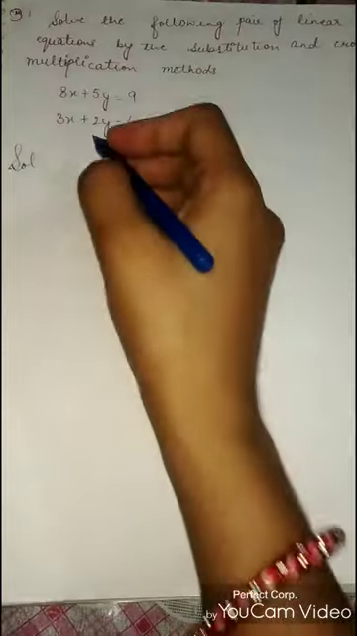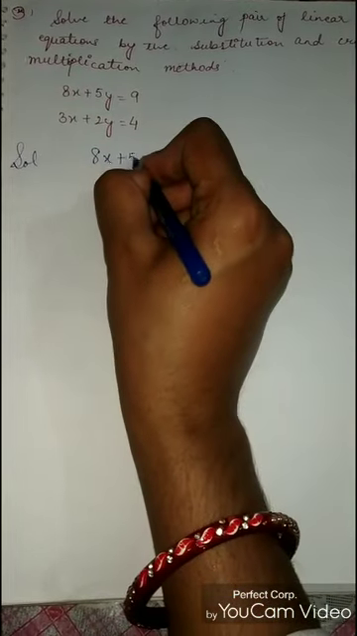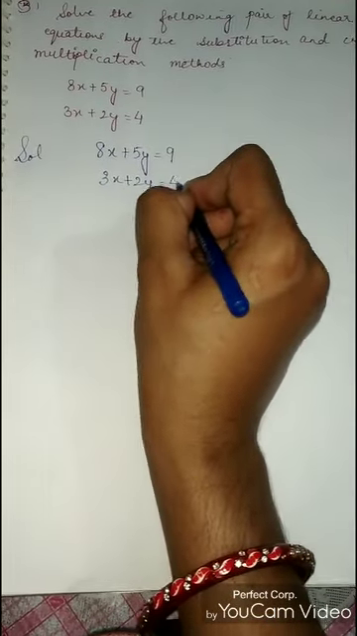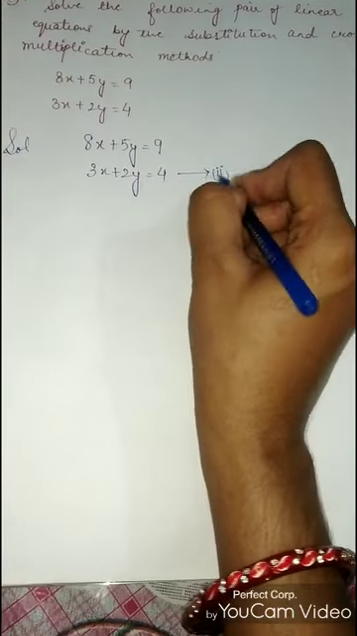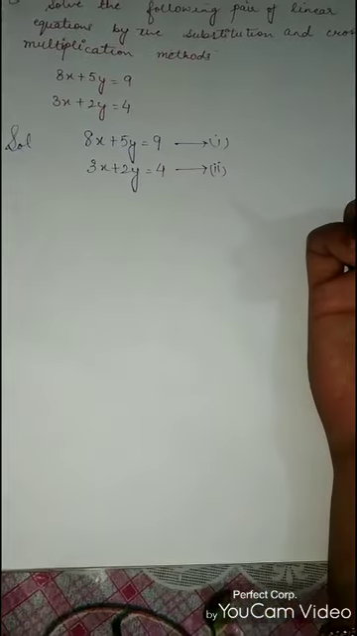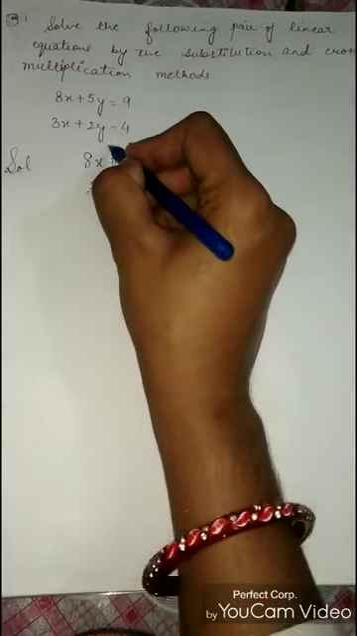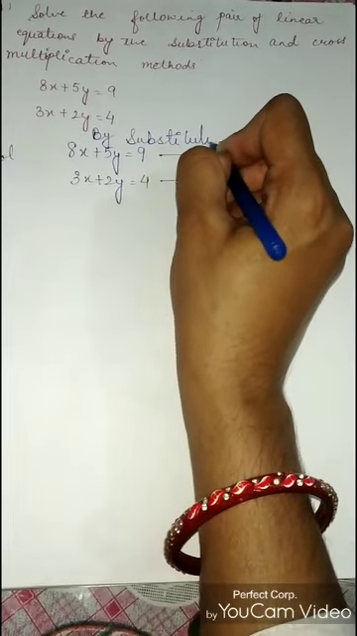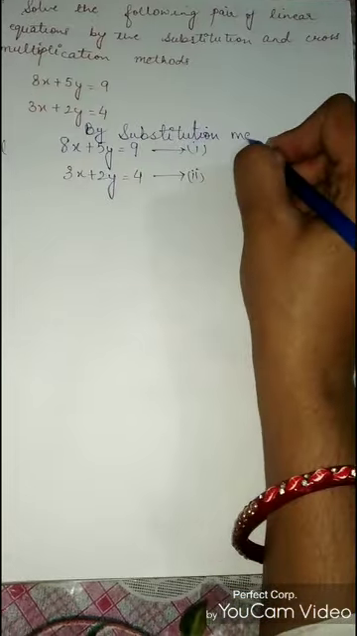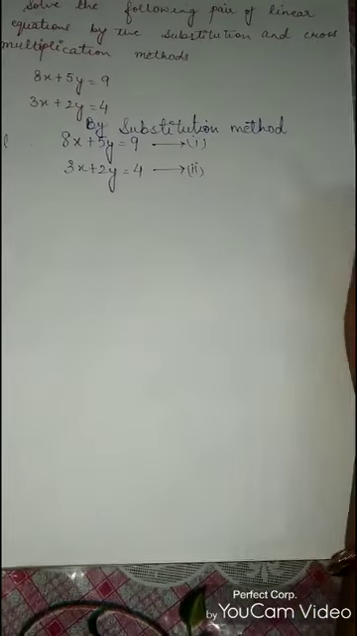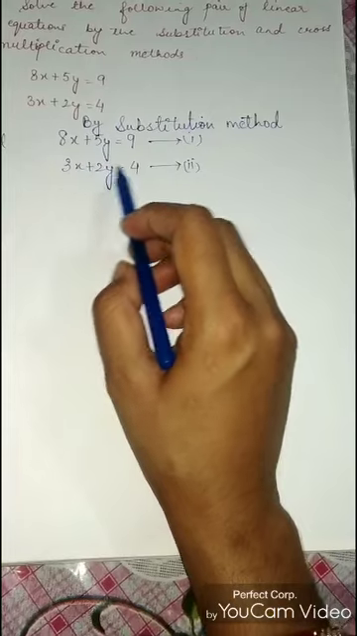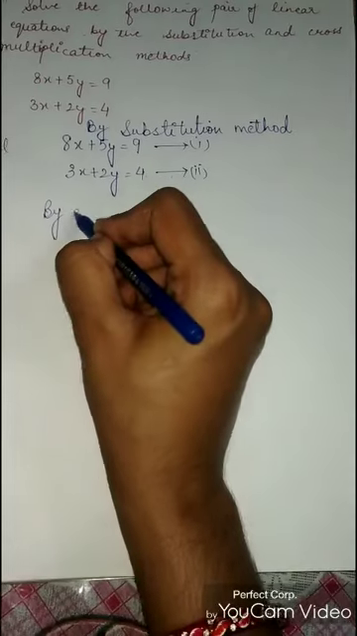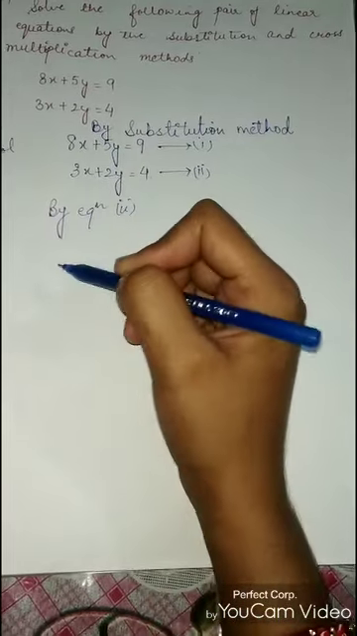Now, let's write the equation 8x plus 5y is equal to 9, and 3x plus 2y is equal to 4. Mark this as equation number 2 and this as equation number 1. So first, what do we have to do in the substitution method? We are solving by substitution method. We have to use one equation to find the value of one variable. So by equation 2, we'll find the value of x.